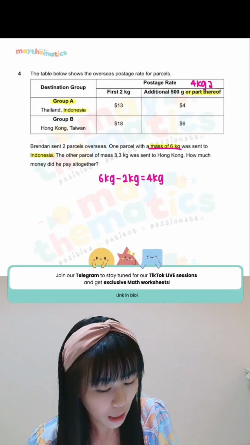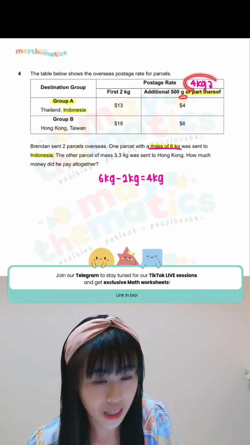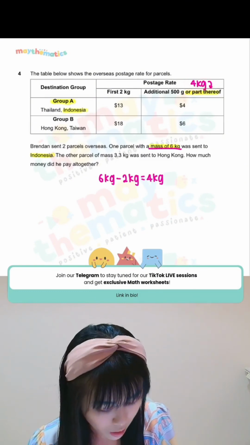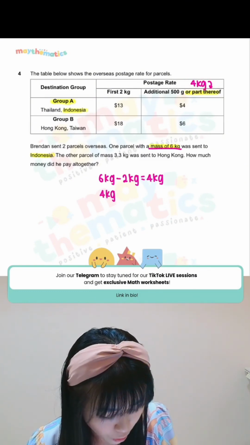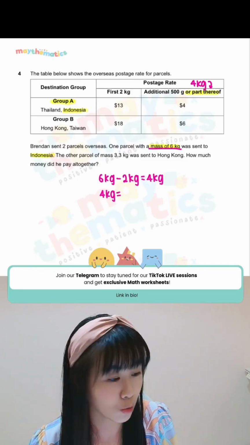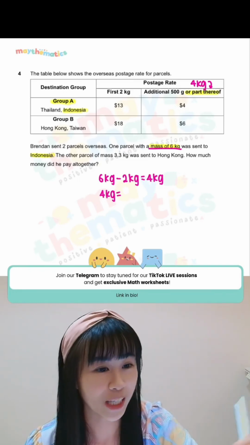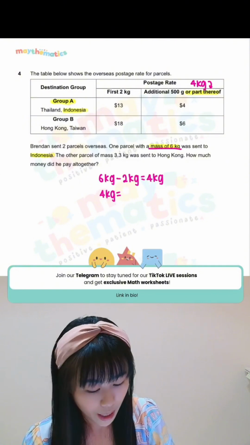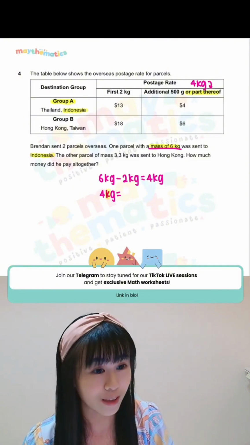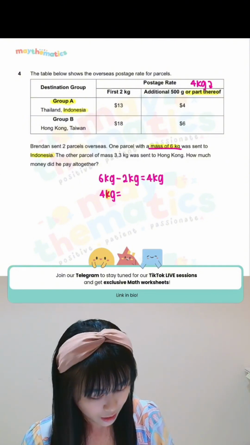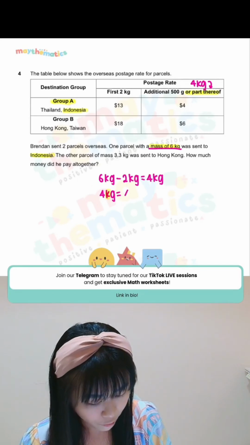So now, since here it is in gram, can we change this to gram? 4 kg is how many grams? You should know this. Anything with the K is related to 1,000. I hope you learn, okay? It's 4,000. Just remember, anything with the K is always related to 1,000. So in this case, it is 4,000 gram.